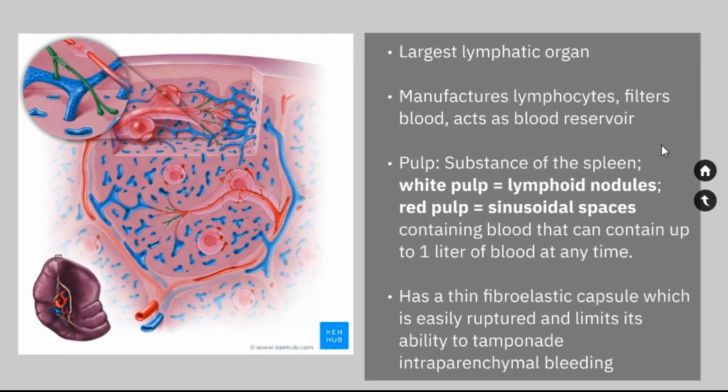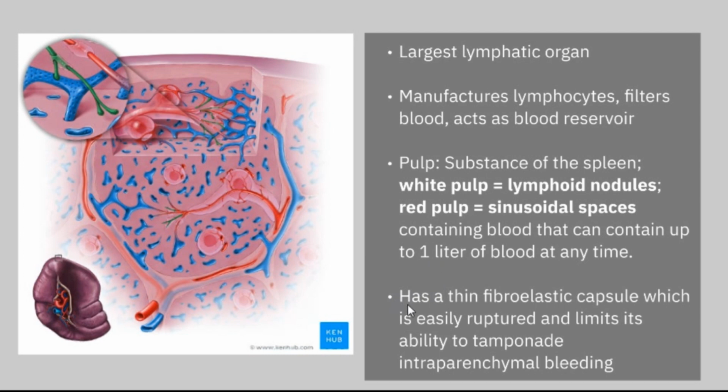So if you look at the structure of the substance of the spleen, or parenchyma of the spleen, of course, it has white pulp and red pulp. Okay, red pulp is just like vascular lakes, meaning sinusoidal spaces, and the white pulp is just aggregates of lymphoid tissue. And also know that this helps the spleen to contain up to 1 liter of blood at any time. So imagine if you get injured, it will cause that volume, 1 liter of blood, to leak.